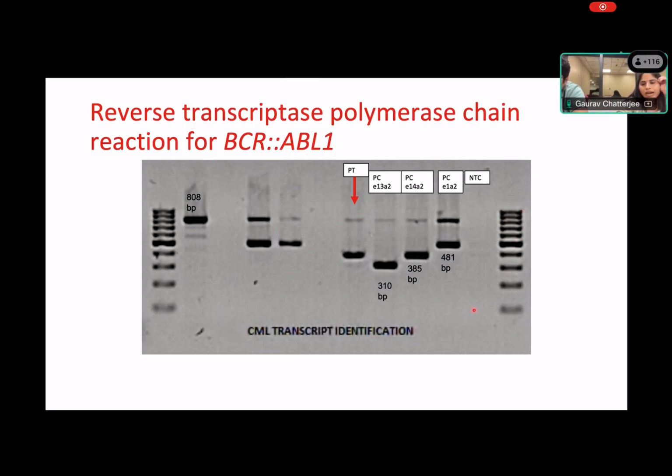So now compared to this, if we try to compare, this is 100, 200, 300. So this band is around 300 base pair. And this band is nearing around 400 and this band is nearing around 500. Similarly, this upper band is nearing around 800 base pair. So in our patient, we are getting two bands. One is around 800 base pair and the other one is nearing around 400 base pair.